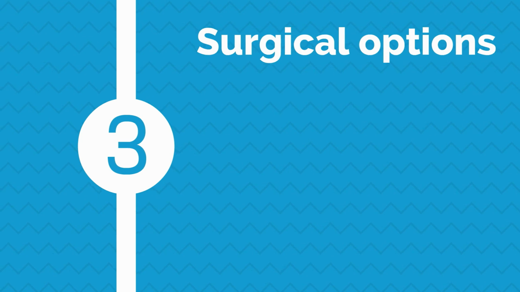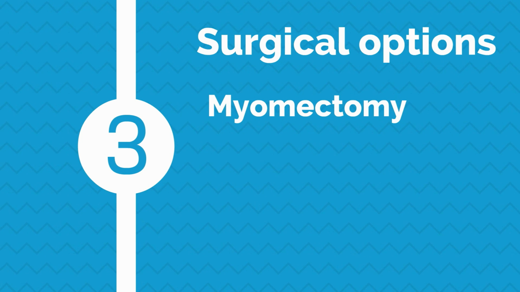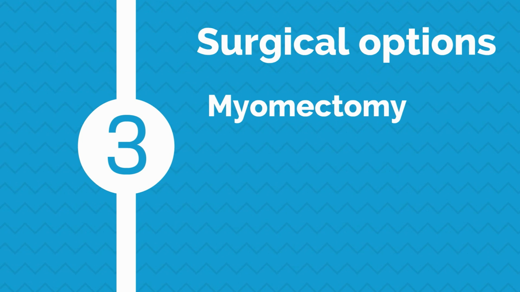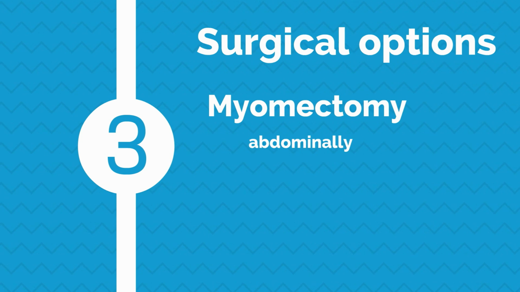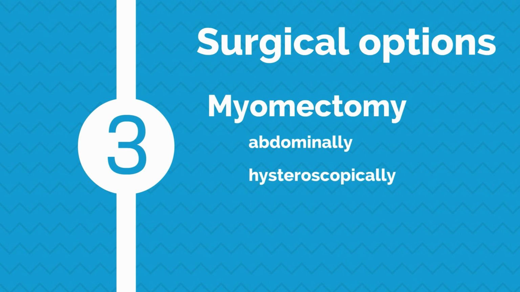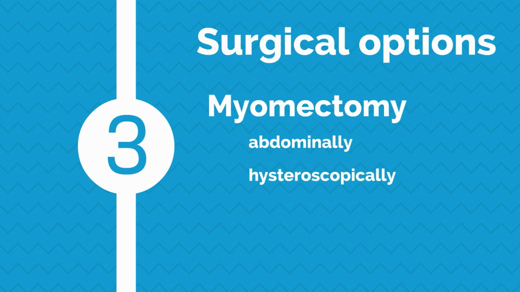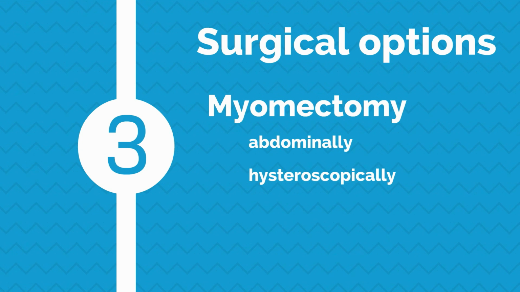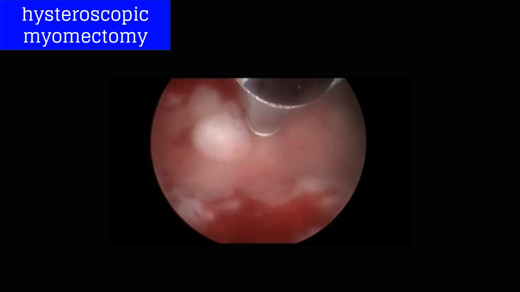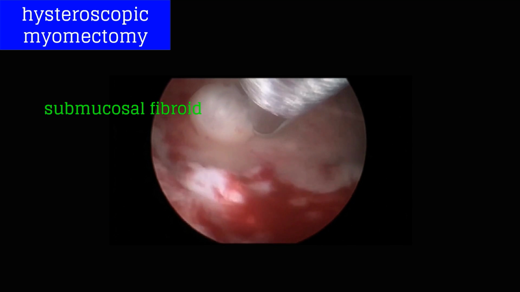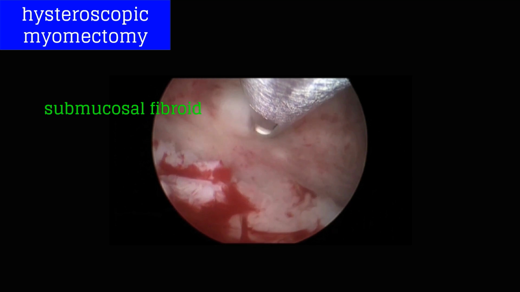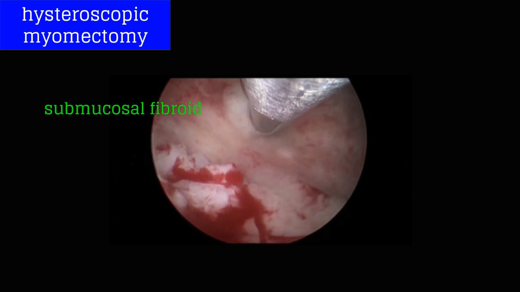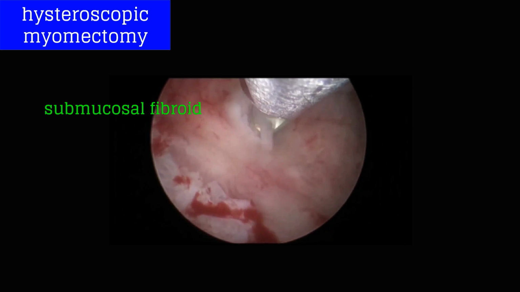Let's now move to surgical options. Myomectomy is another option for women who desire to preserve their uteri. The myomectomy can be performed abdominally, either via a laparoscopy or laparotomy approach. Hysteroscopic myomectomy can be performed if there is a distinct submucosal fibroid. The following video will demonstrate a hysteroscopic myomectomy. You can see the small submucosal fibroid that is being removed with a hysteroscopic instrument. At the completion of the procedure, the endometrial cavity has been restored to normal anatomy.